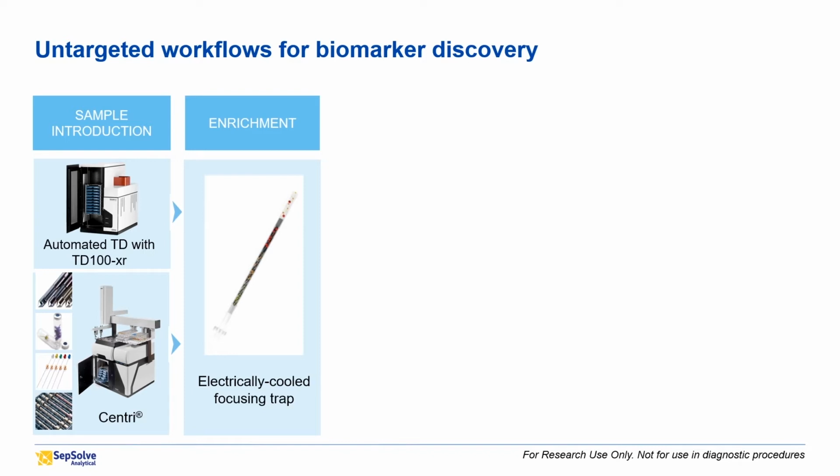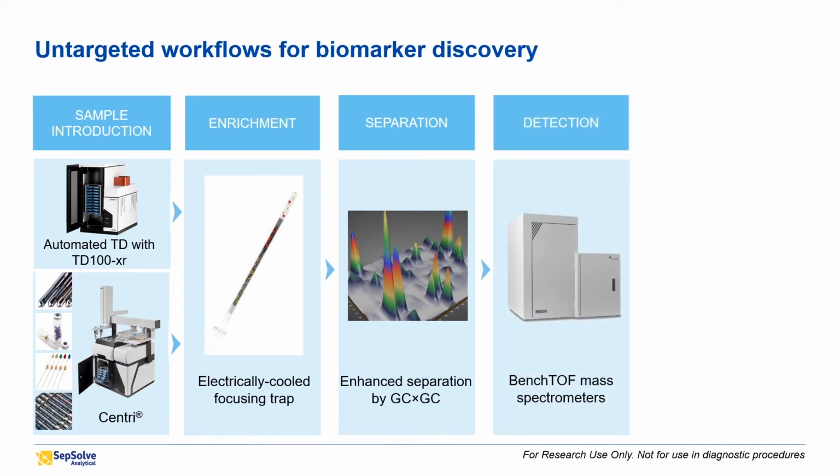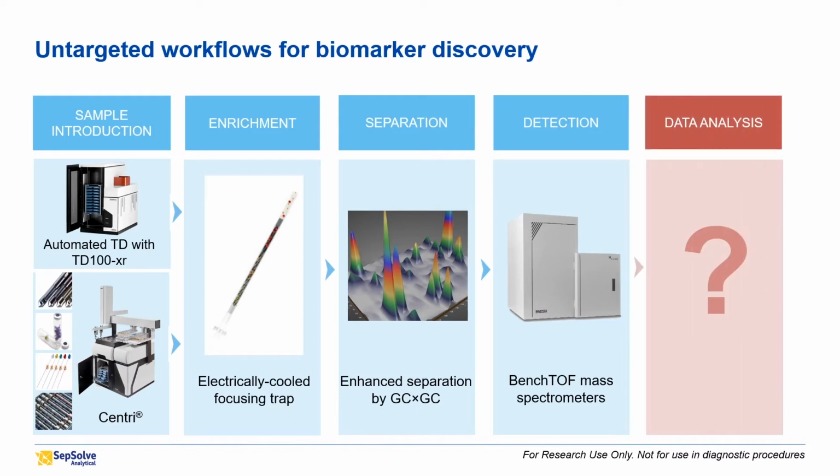Next, we provide enhanced separation by GC×GC using INSIGHT flow modulation. Here, two columns of different selectivity are connected to pull apart complex samples and provide greater insight into sample composition. And finally, we couple this with benchtop time-of-flight mass spectrometers for confident screening of the entire sample. So this approach allows us to get more information than ever before on sample composition.